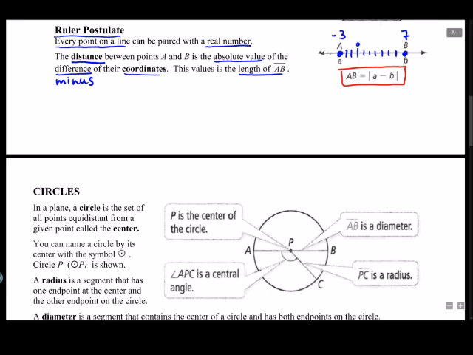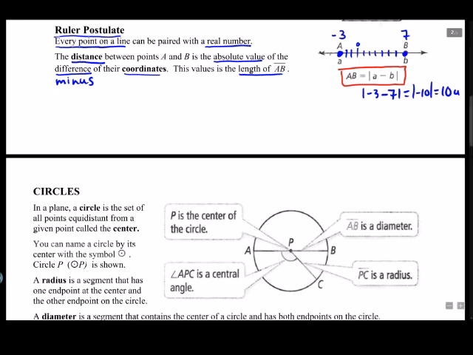So let's take a look at this. If I do the absolute value of -3 minus 7, what do I get? I get negative 10. Absolute value makes that positive. That segment from A to B is 10 units long.